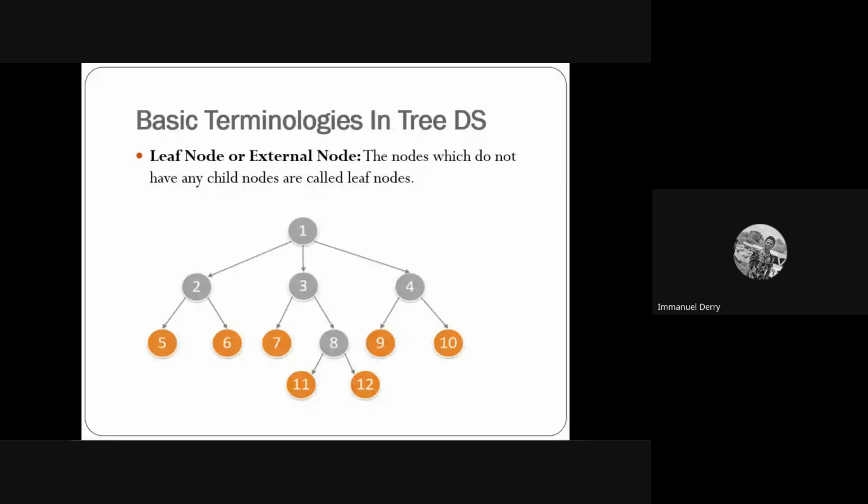All right, so on this particular graph, we have these as the leaf nodes because they don't have any child below them or under them. So 5, 6, 7, 11, 12, 9, and 10 happen to be the leaf nodes, or what we call the external nodes, because they don't have any child below them. So that's one of the terminologies in the tree data structure.